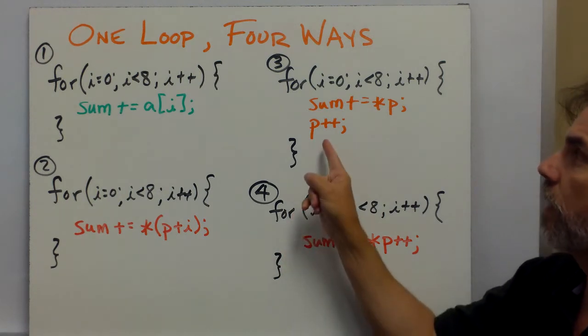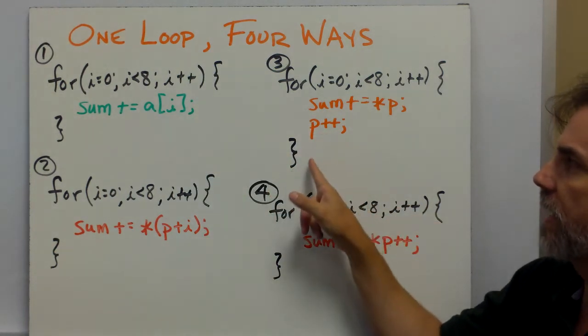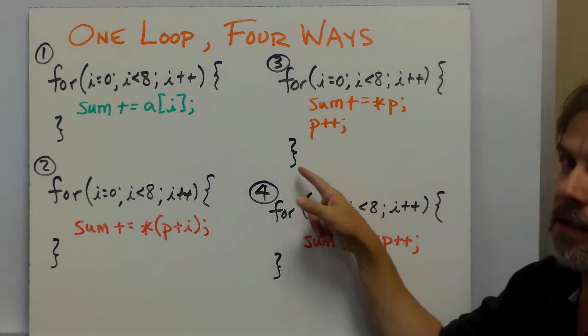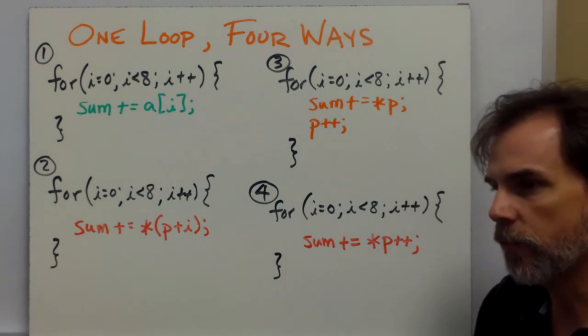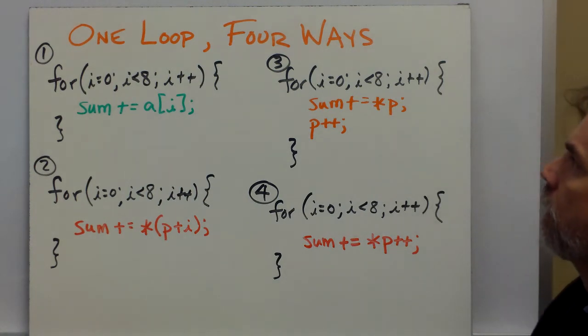But one thing that's different about this loop than these loops is that now P has changed. So at the end of this loop, P no longer points to the beginning of A, it points past the end of A. So if you wanted to reuse P again, you'd have to reset it and so on.